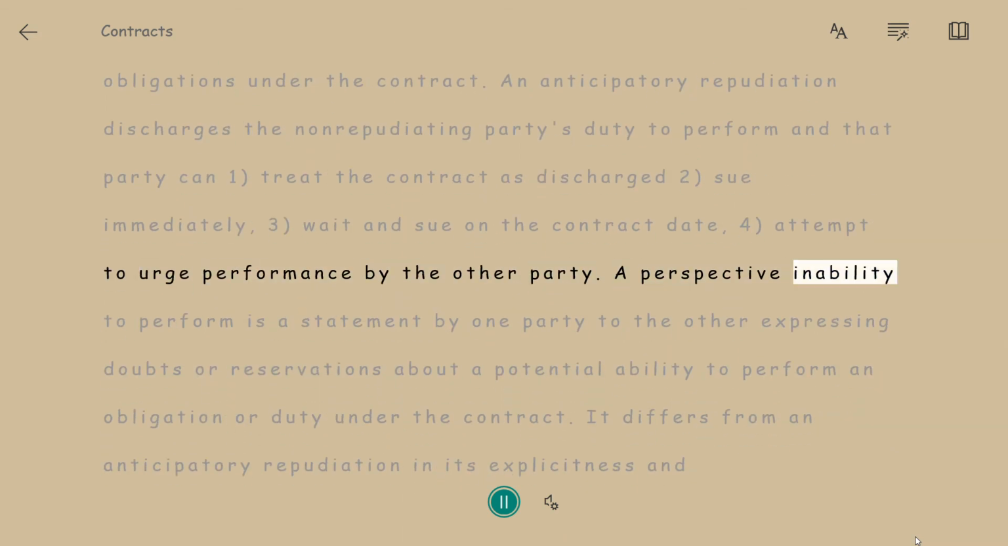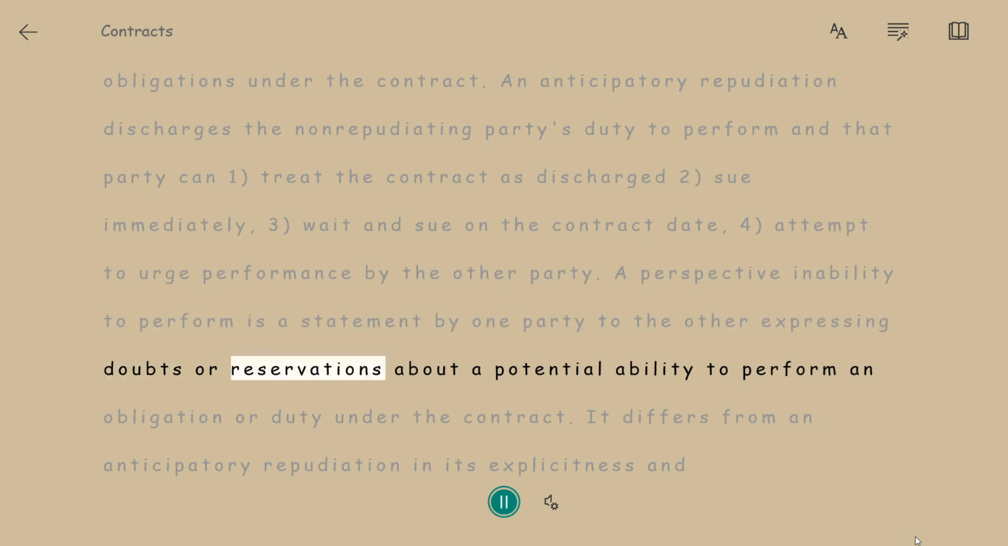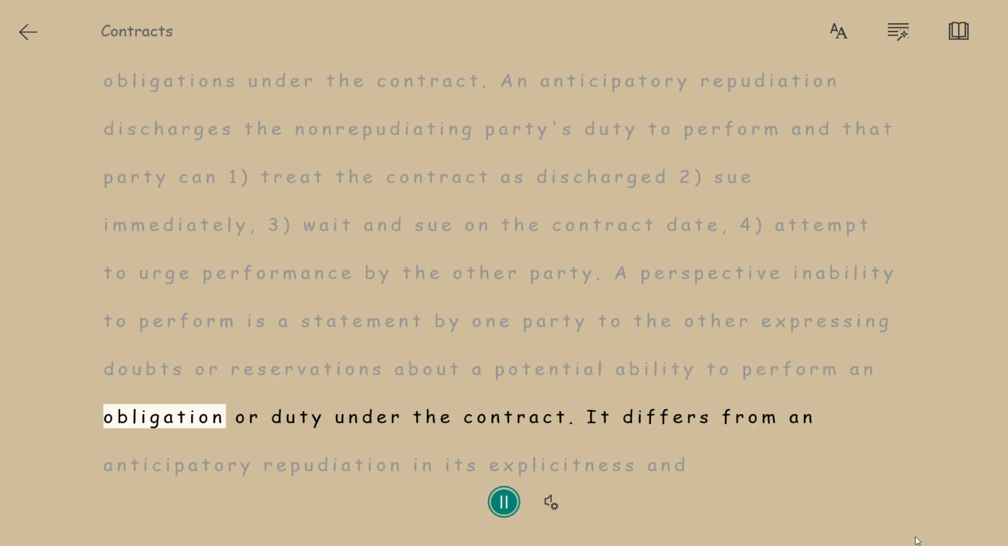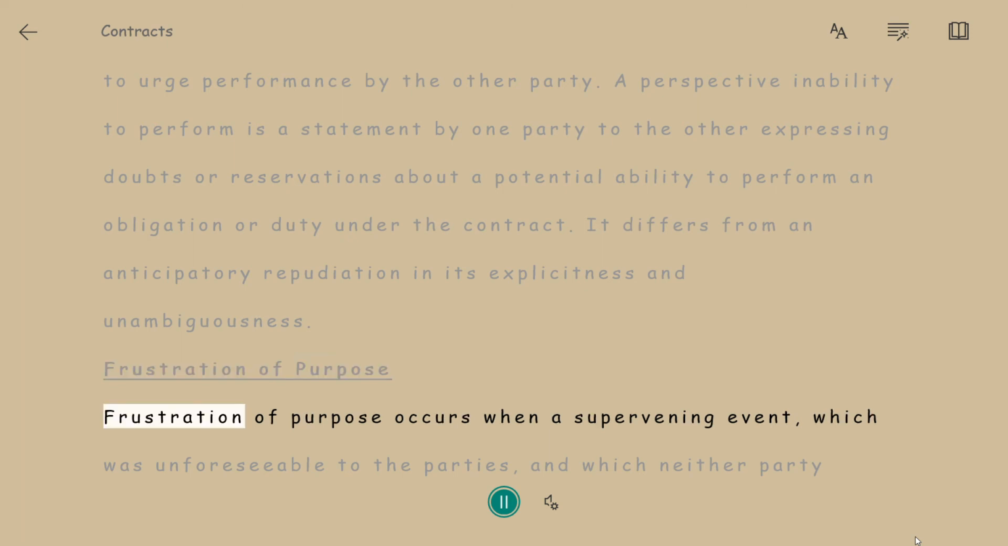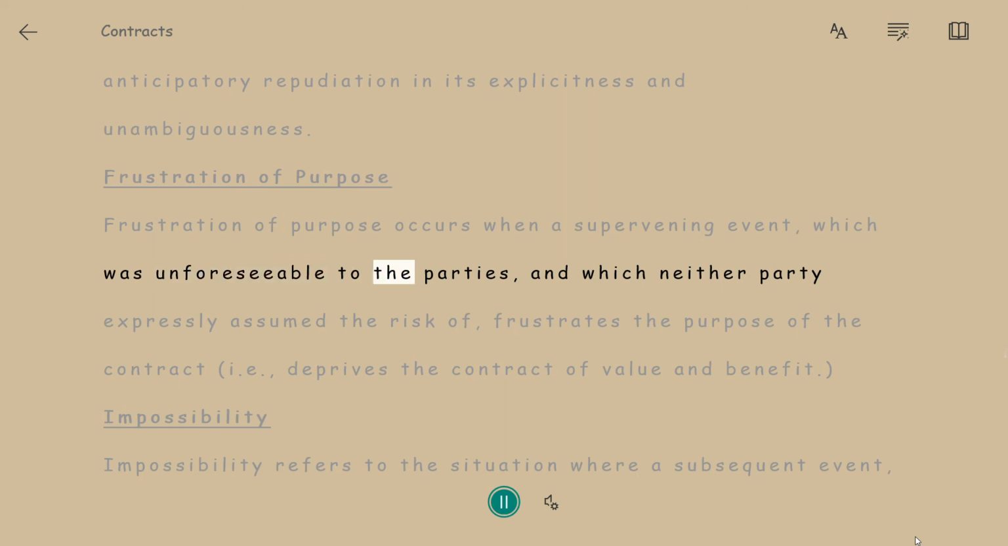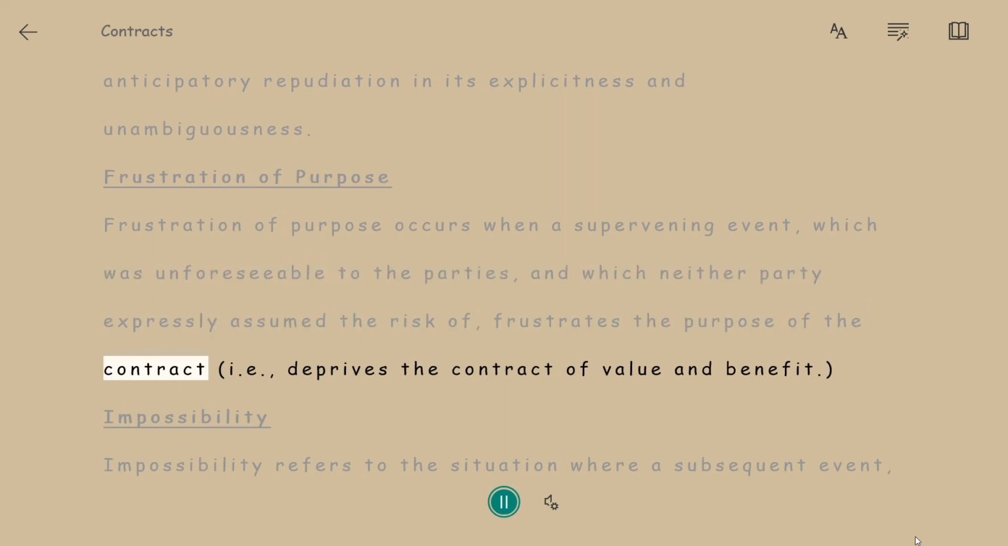A prospective inability to perform is a statement, by one party to the other, expressing doubts or reservations about a potential ability to perform an obligation or duty under the contract. It differs from an anticipatory repudiation in its explicitness and unambiguousness. Frustration of purpose. Frustration of purpose occurs when a supervening event, which was unforeseeable to the parties, and which neither party expressly assumed the risk of, frustrates the purpose of the contract, i.e., deprives the contract of value and benefit.